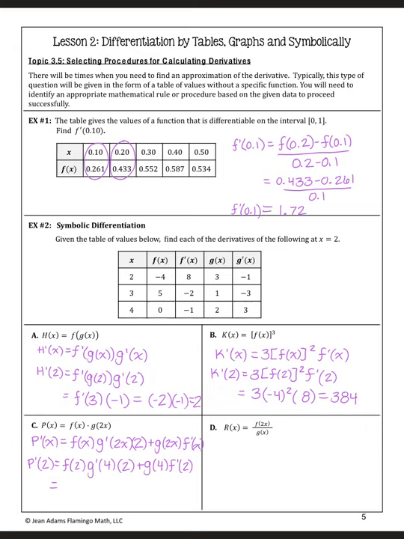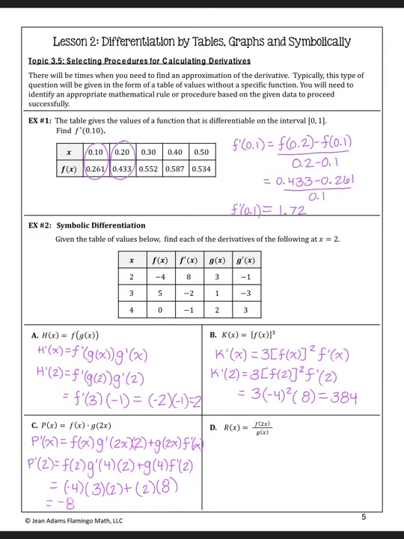So f of 2 is negative 4, g prime of 4 is 3, g of 4 is 2, and then f prime of 2 is 8. So we would have negative 4 times 3 times 2 plus 2 times 8. And all of this is equal to negative 8.